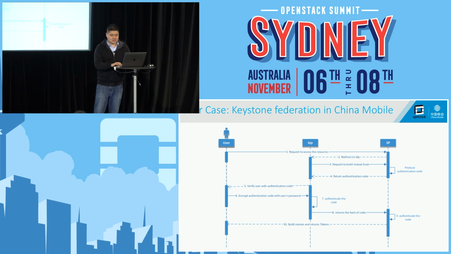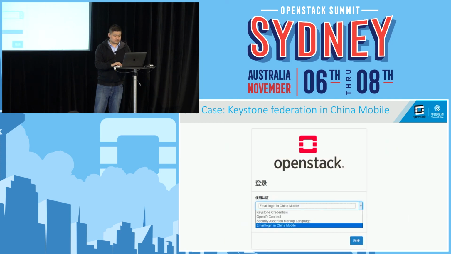Then the identity provider returns the authentication code to the service provider, and the service provider verifies it and considers it a legitimate request. At last, the service provider maps it to a federated user. Then it returns a session with a token to the user. Here is an example where we use our email system as an IDP. So you see it works on Horizon.